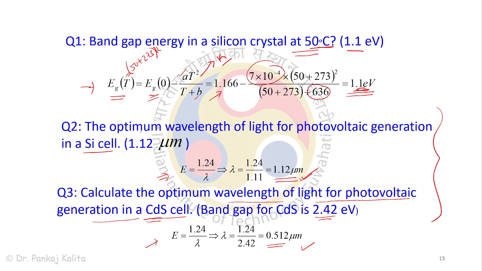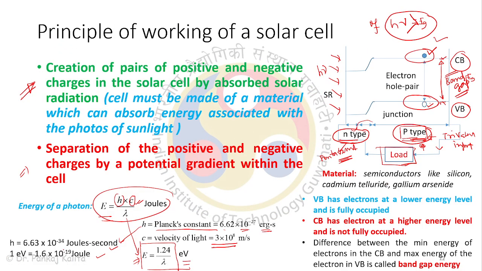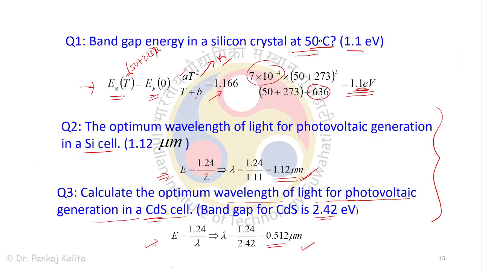Okay, similarly, the optimum wavelength of light for PV generation in a silicon cell. We know this formula that we have just discussed. When we put in the h and c values, which are constants, the formula can be simplified, and you can remember it, it's a very simple formula: E equal to 1.24 by lambda. This gives the relationship between the wavelength and the incoming energy of the photon. So if we want the optimum wavelength of light for PV generation, you can calculate the value of lambda.